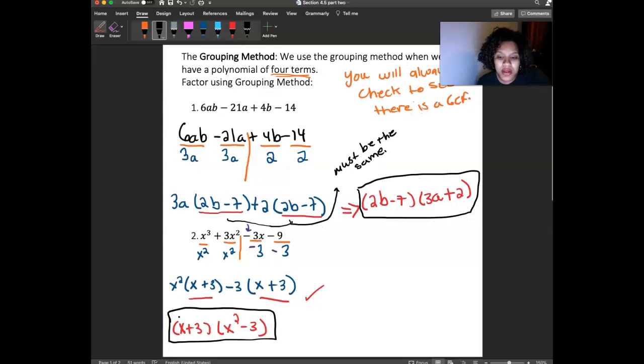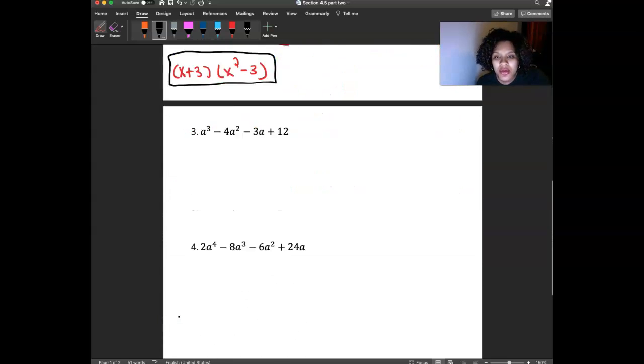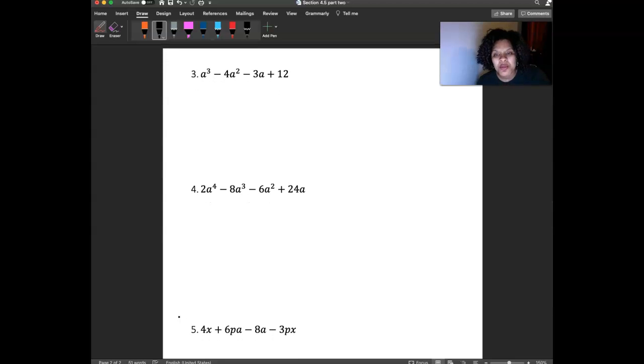All right, let's see more examples. So we're going to start the same way. We ask ourselves, is there a GCF? There's no GCF, so we're going to go ahead and divide in the middle. What do these first 2 terms have in common? They both have an a squared in common. So we're going to write it here, a squared. Open parentheses, what is left? A minus 4.